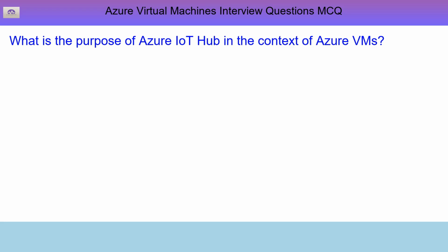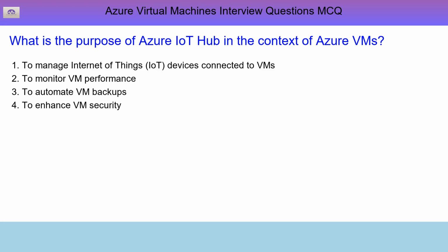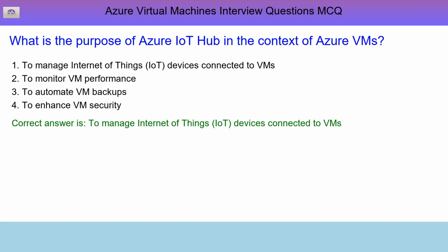What is the purpose of Azure IoT Hub in the context of Azure VMs? Here are your options. 1. To manage Internet of Things (IoT) devices connected to VMs. 2. To monitor VM performance. 3. To automate VM backups. 4. To enhance VM security. The correct answer is to manage Internet of Things, IoT, devices connected to VMs.